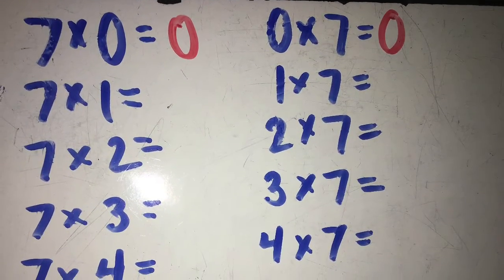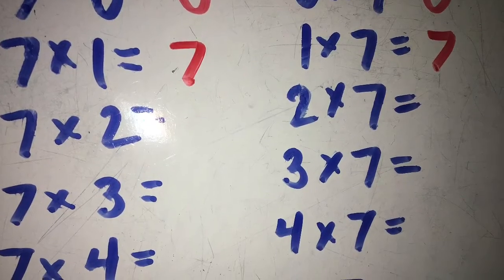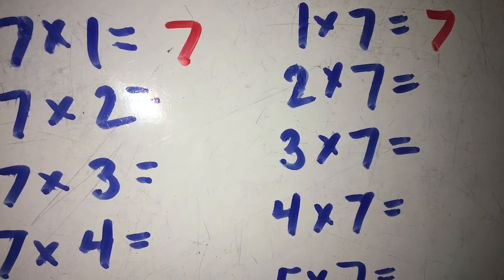The next one is 7 times 1, which is the same as 1 times 7, and the answer is 7 because we know that anything times 1 is the other number.